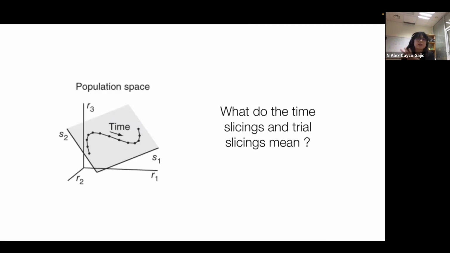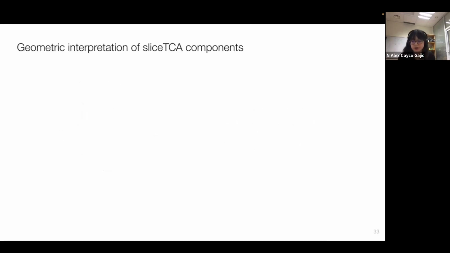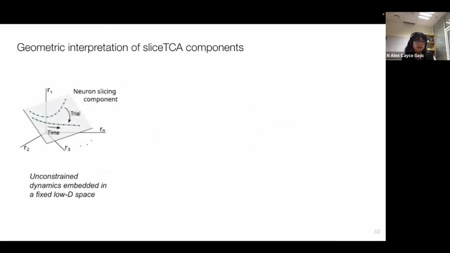So we wanted to translate everything back to the neural space, which is how we interpret neural activity for purposes of representations and decoding. And so I have a few schematics to show you how to think about these different types of covariability. First, the neuron slicing is the easiest because it's very closely related to how we think about usual PCA applied on neural data. So we have some neural activity that's constrained to a low dimensional subspace, but within that subspace, it can have any particular temporal profile from trial to trial.